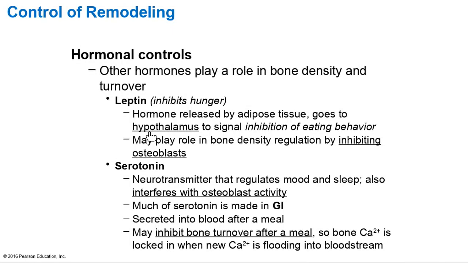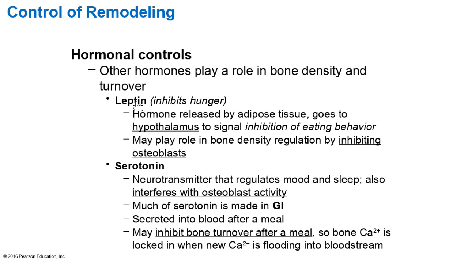Calcitonin and parathyroid hormone are really the big hormones when it comes to calcium. So those are important to know. But I do want to mention some other hormones that play a role in the density of bone, like how dense the tissue or the matrix in the bone is. And they also play a role in remodeling or turnover of bone deposition.